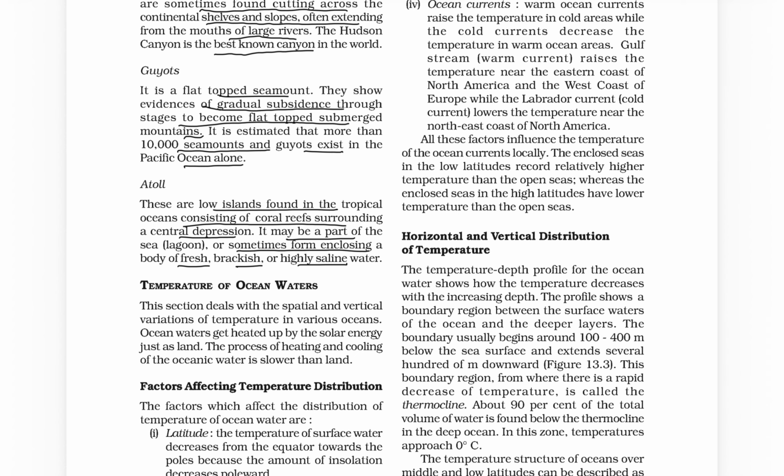Temperature of the ocean water. How the temperature of ocean water bodies differs from place to place. This section deals with the variation of temperature in the various oceans. Ocean water gets heated up by solar energy just as the land does. So incoming solar radiation will heat up the ocean surface just like the land surface.